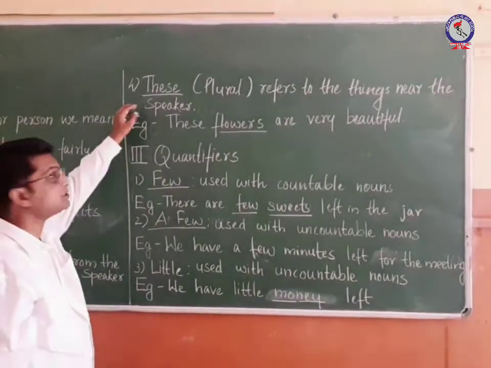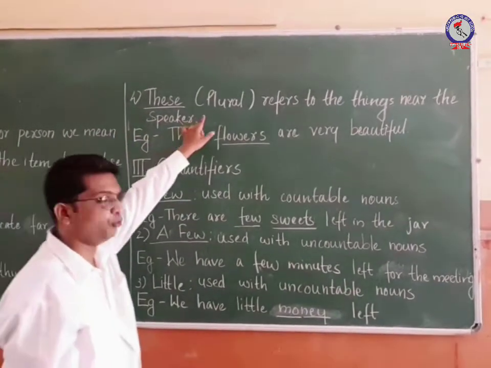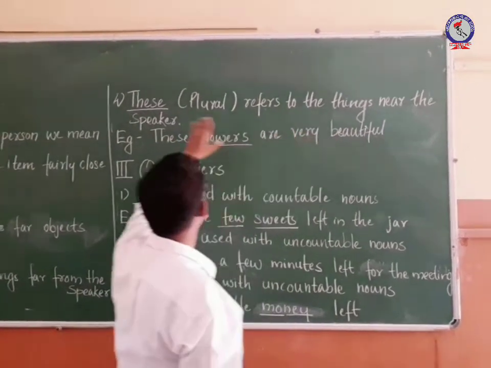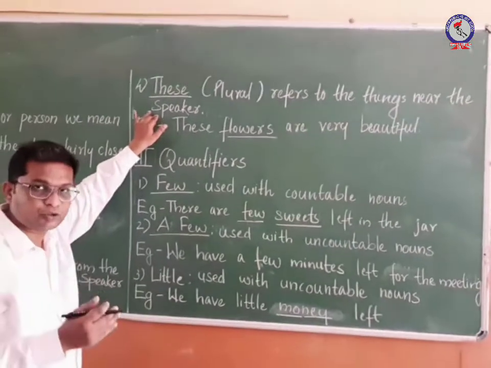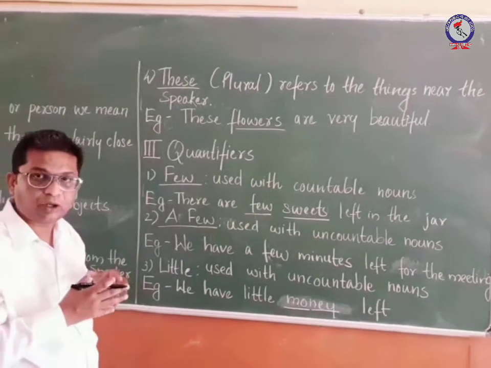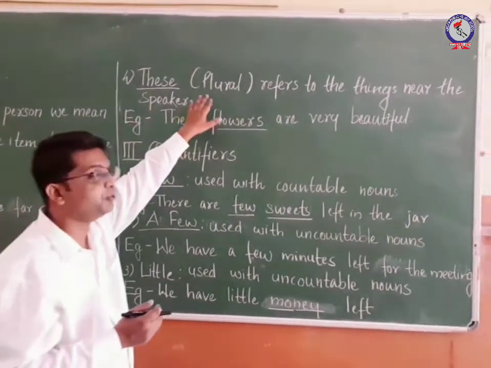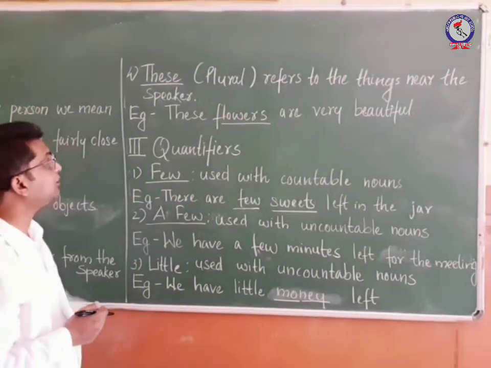Now fourth is these. It will be used with plural. It refers to the things near the speaker. It will be used when the things or the objects are closer or near to the speaker with the plural noun.